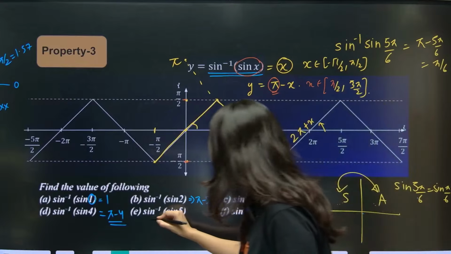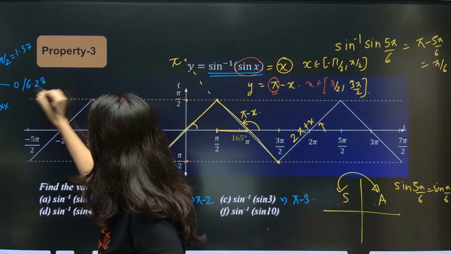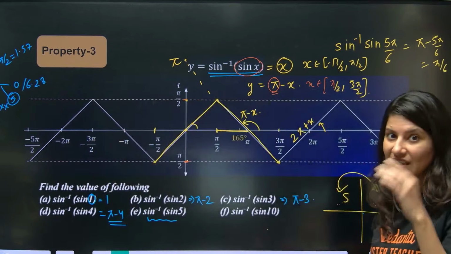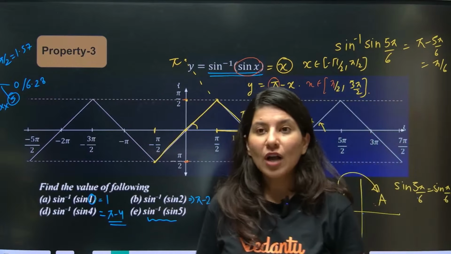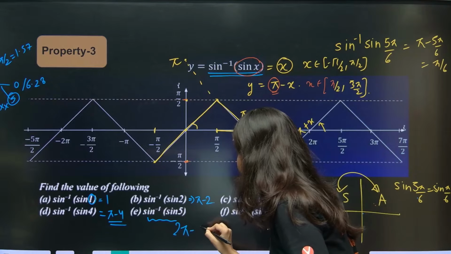Okay. Now sine inverse sine 5. See, this is 3.14. This is 6.28. So 5 is lying in which quadrant? Now we are at the fourth quadrant. Now things will get changed. So now it will become 2 pi minus x. So this is 2 pi minus 5.